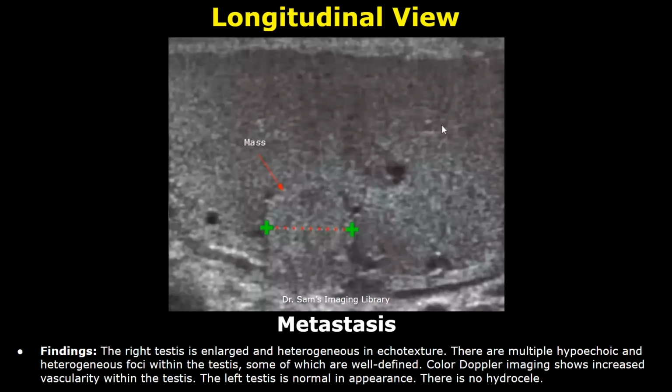Here are the findings. The right testis is enlarged and heterogeneous in echo texture. There are multiple hypoechoic and heterogeneous foci within the testis, some of which are well defined. Color Doppler imaging shows increased vascularity within the testis. The left testis is normal in appearance. There is no hydrocele.